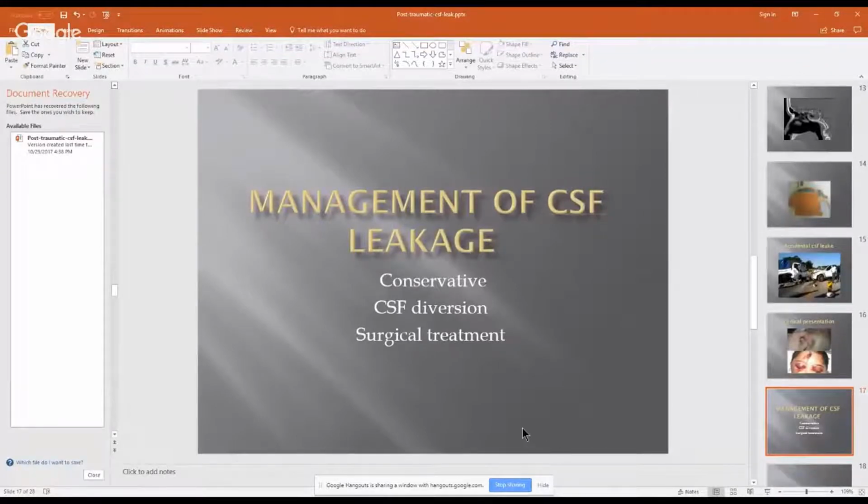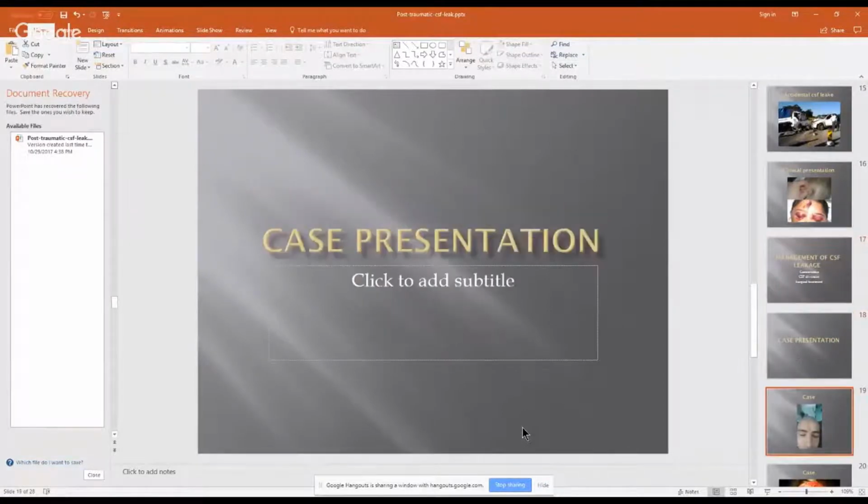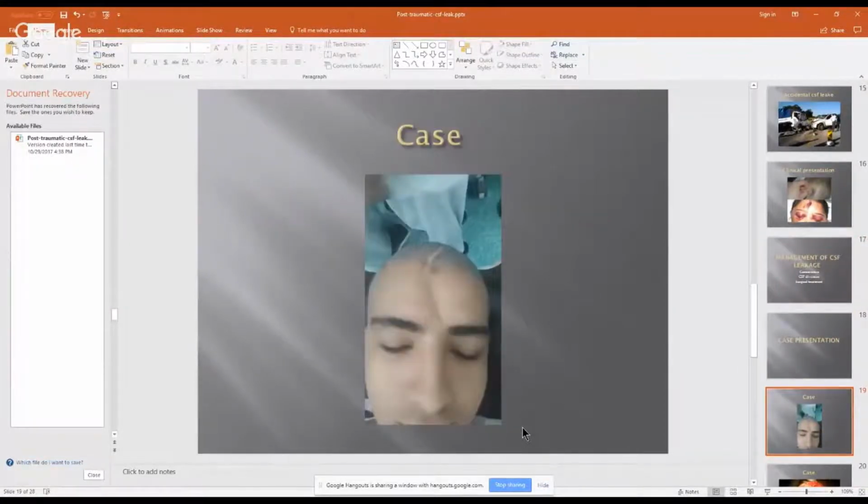Regarding surgical treatment, there are two types for management of post-traumatic CSF leakage, either from below, the endoscopic approach, or from above, the transcranial approach. I will present a case for a transcranial procedure for repair of post-traumatic CSF leak. This is a 22-year-old male patient presenting to our department 1 month after the trauma with intermittent nasal discharge from both nostrils, associated with facial disfigurement, as we see.